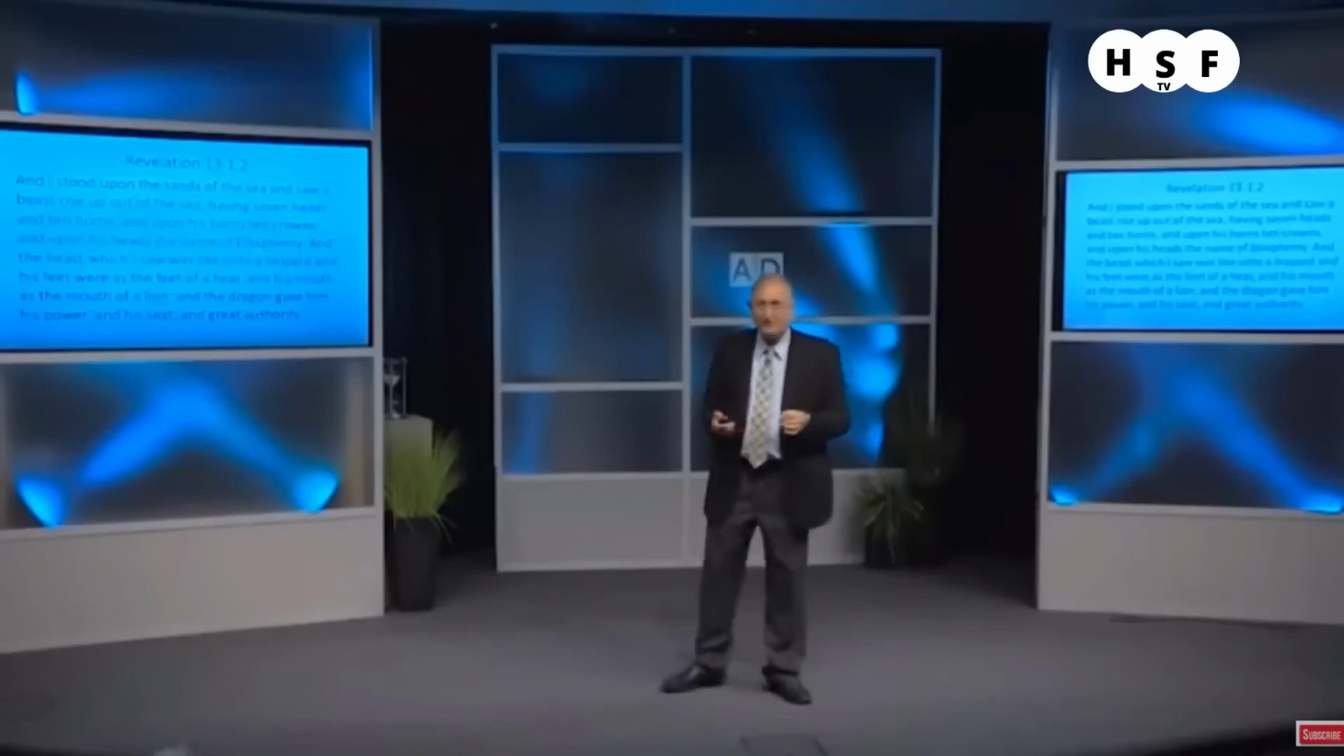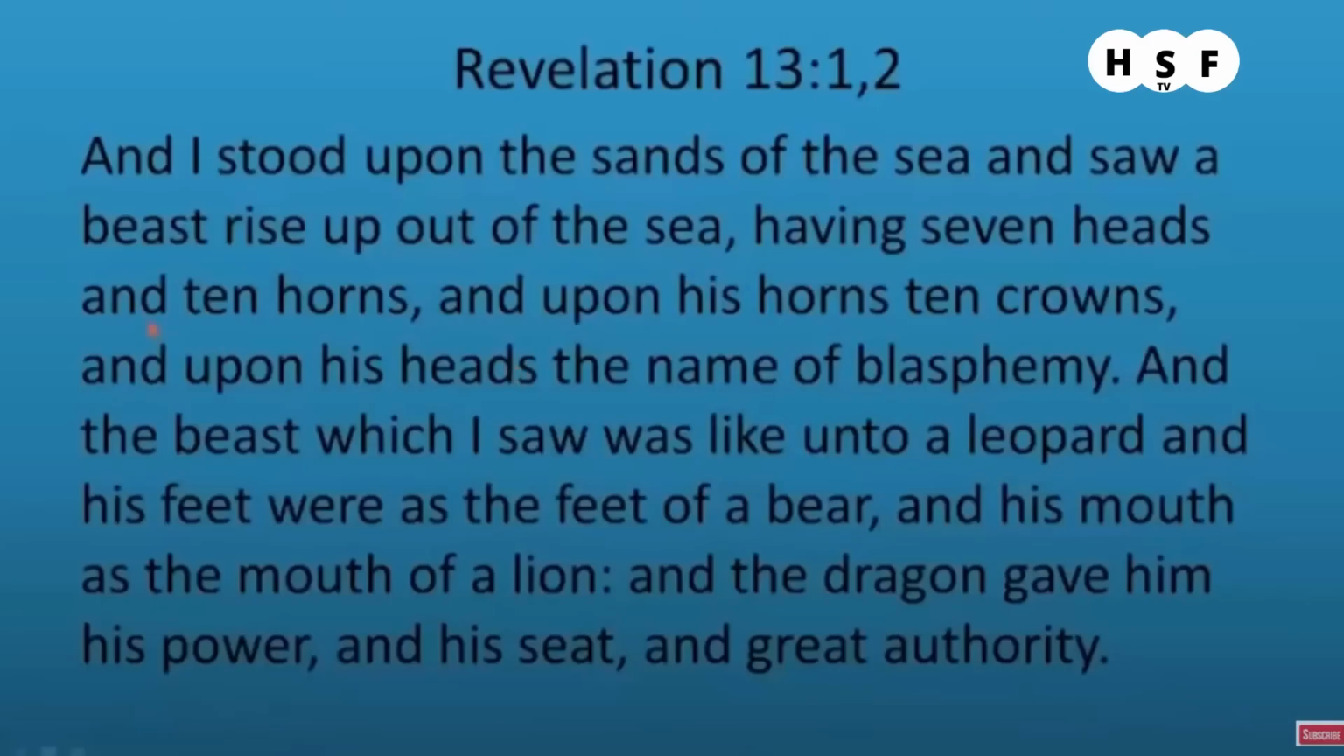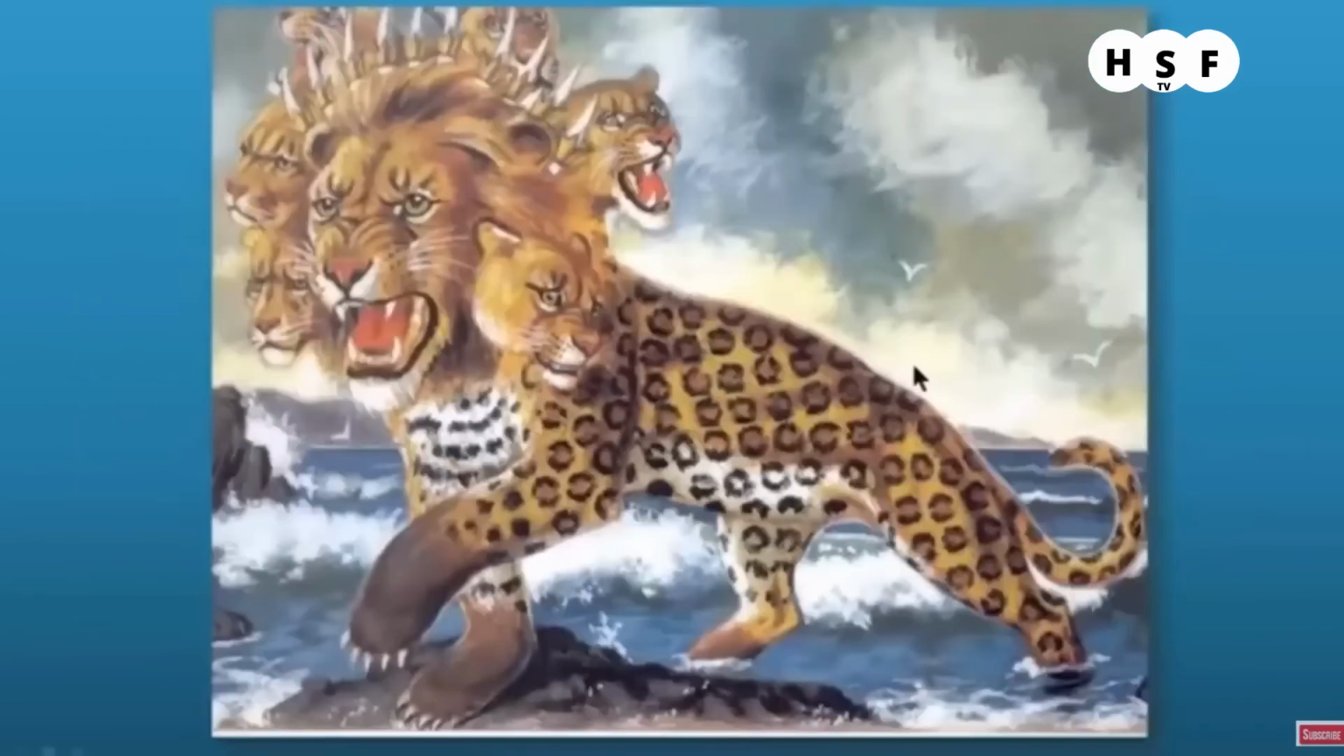The little horn power. And the beast which I saw was like unto a leopard, and his feet were as the feet of a bear, and his mouth as the mouth of a lion. And the dragon gave him his power and his seat and great authority. Now, these creatures all sound very familiar, don't they? So let's have a look at an artist's rendition of this beast.